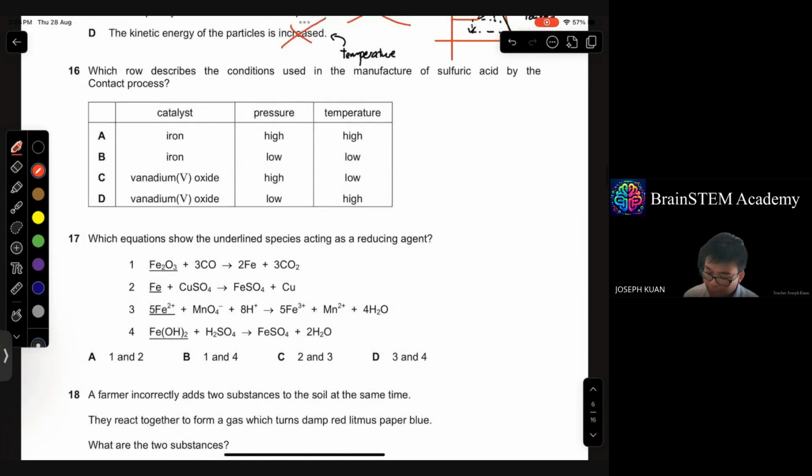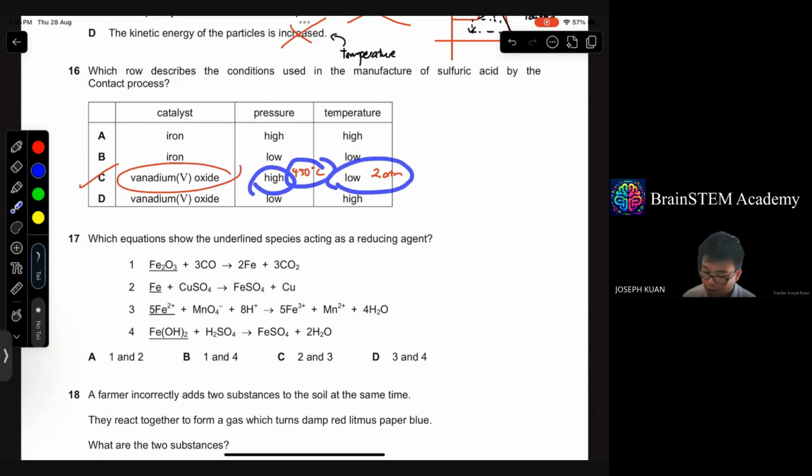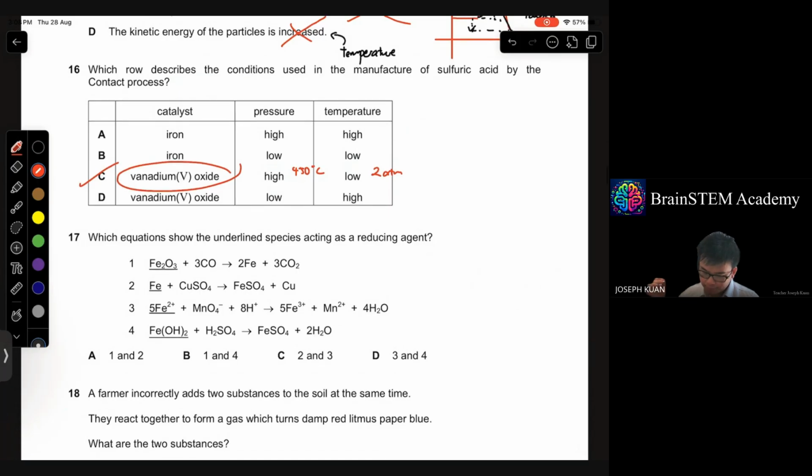Next, question 16. Which row describes the conditions used in the manufacture of sulfuric acid by the contact process? So the answer here is vanadium(V) oxide with 450 degrees Celsius and 2 atm, which is the answer C, a high temperature and a low pressure. Wait, sorry, I misread the question. 450 degrees Celsius, high temperature, and 2 atm, vanadium(V) oxide.